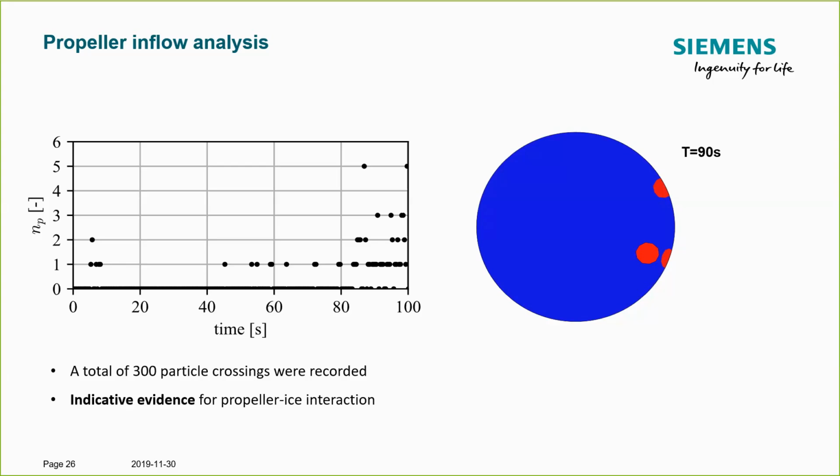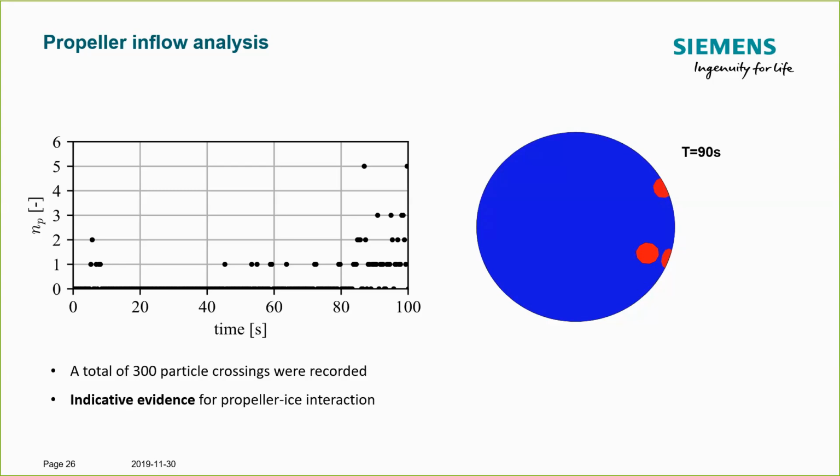And then a disk was formed with the diameter of the propeller in the propeller plane, which records all the crossings of any type of DEM particles over time. Left-hand side, you can see all the crossings across the steady-state conditions.